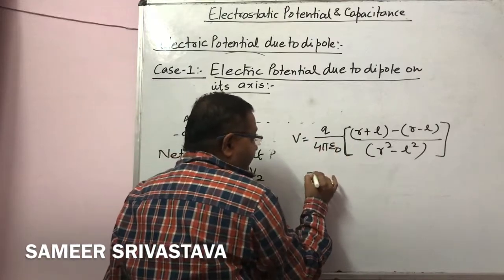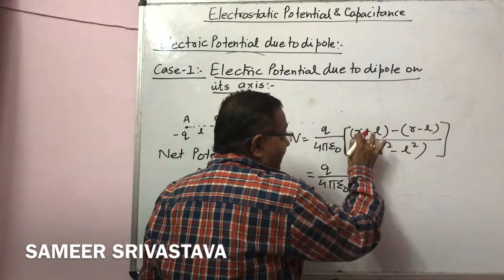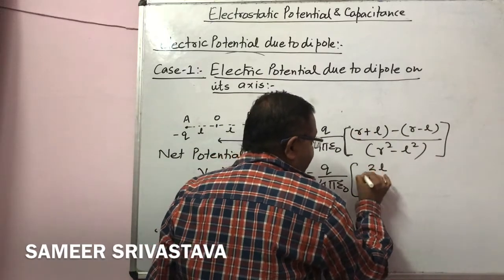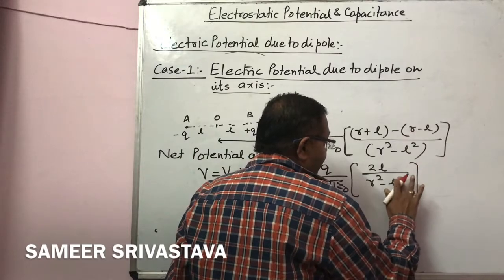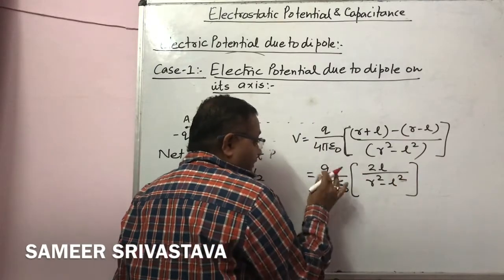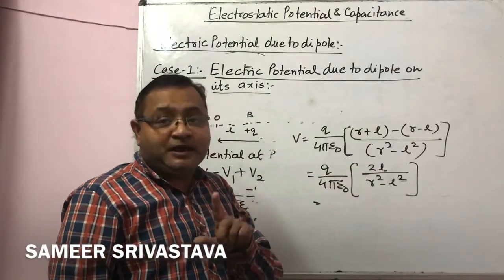Now, solve it. Q upon 4 pi epsilon naught. R and R cancel out. The upper term is 2L upon R square minus L square. Now, Q and 2L is what? Q and 2L combined is called the dipole moment.